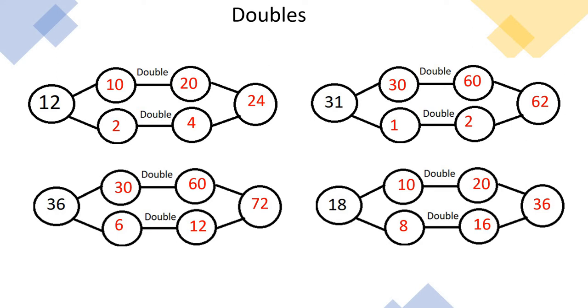Now 18, I have 10 and 8. Double the 10, double the 8, and all together a total of 36. So I have two ways to double the number, for 36 and 18, and 12 and 31.